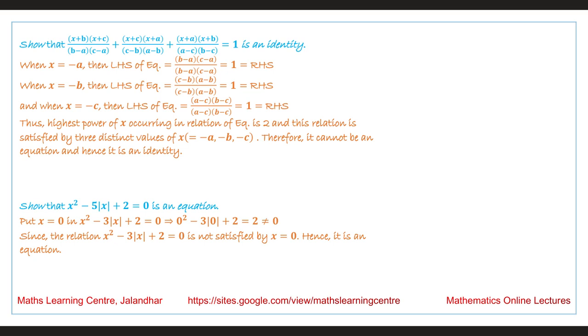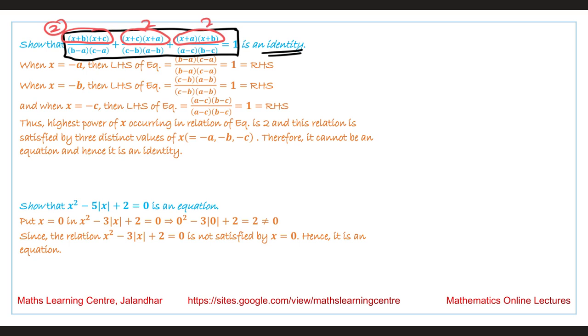Now in the next question we have to show that the expression given here is an identity. So we have to show that this holds for all values of x. If we look at the terms here, the highest power of x in this term is 2, in this term is 2, and in this term is 2. So basically, if we simplify this, this is a quadratic equation.